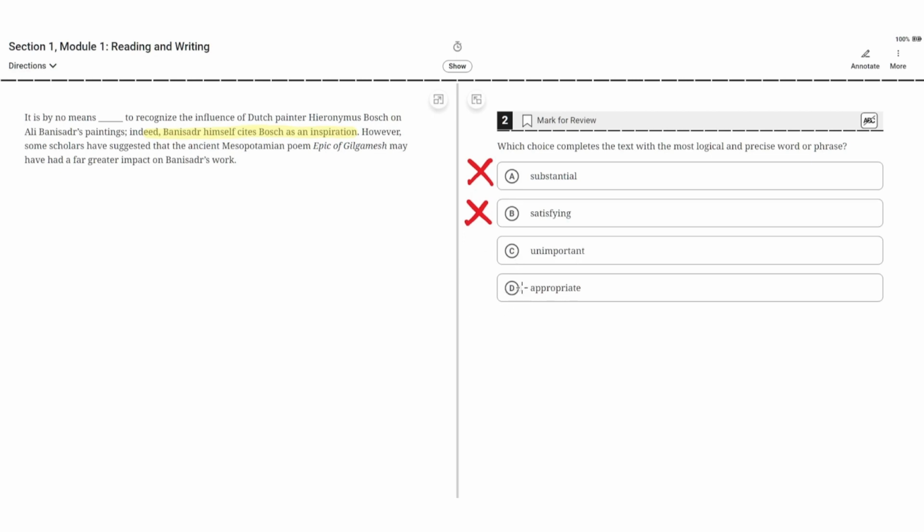D, appropriate. This is incorrect for the same reason as A, because it implies that it's not appropriate to recognize the influence of Bosch on Benisadr's paintings, but the phrase, indeed Benisadr himself cites Bosch as an inspiration, disproves that. So D is incorrect, meaning the correct choice is C, unimportant.